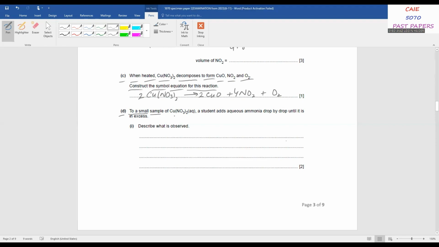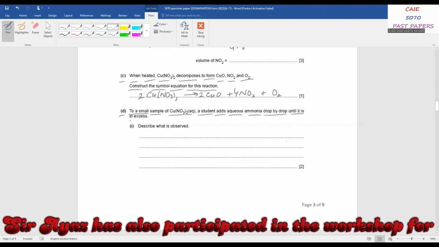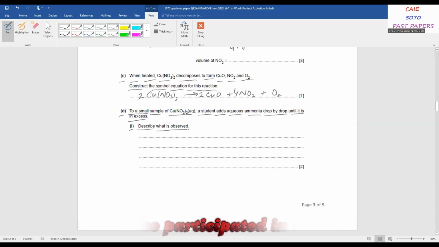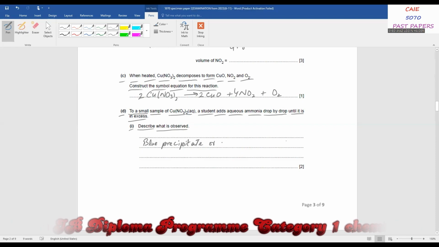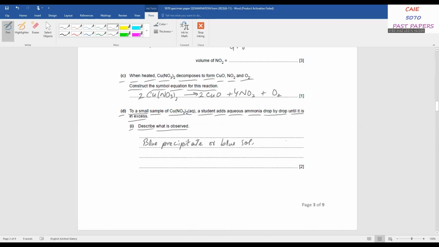D. To a small sample of CuNO3 twice aqueous, a student adds aqueous ammonia drop by drop until it is in excess. Describe what is observed. Blue precipitate or blue solid. It's soluble in excess, so in excess it becomes a dark blue solution. In excess, dark blue solution obtained.